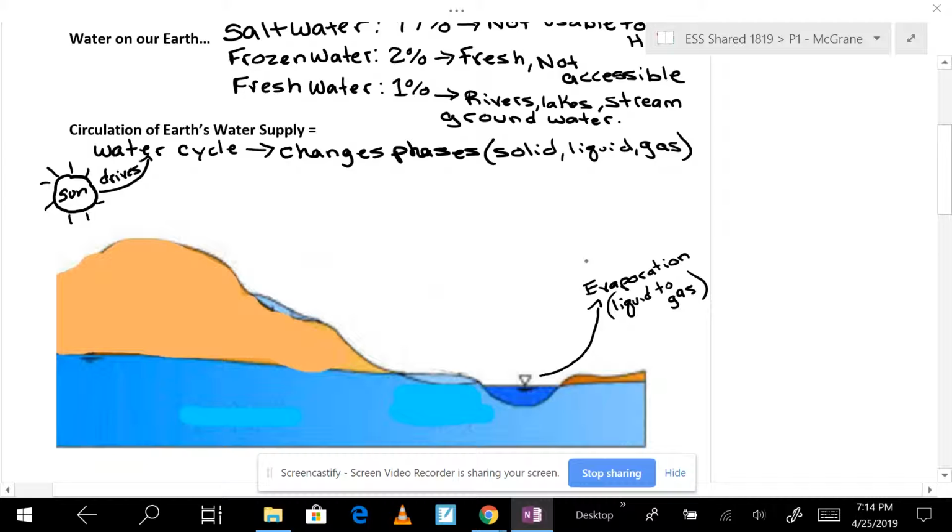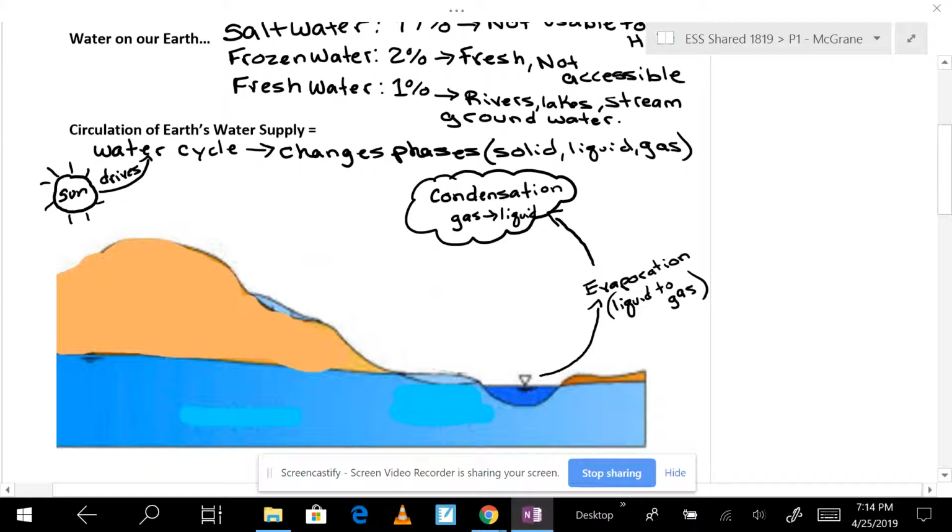And during this process, it doesn't last very long in the atmosphere in this stage. It'll only stay in the atmosphere for about 9 days. Once it rises up, because it gets colder, the higher up in altitude we go, we have a process called condensation. So this is when we go from the gas and it goes back to the liquid form. When you see a cloud, that's liquid water.